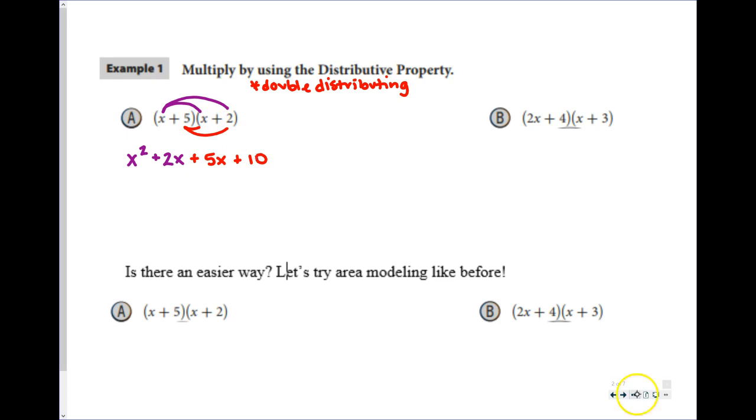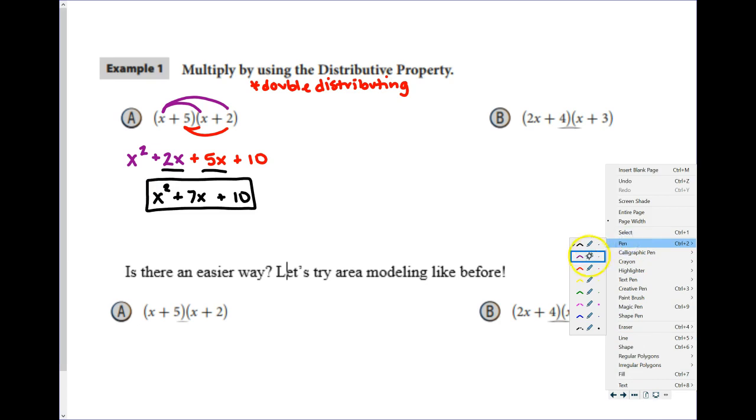So these two numbers in the middle, this 2x and this 5x, that's the key thing we were missing from the beginning. I got the x squared and the 10, but I need these middle terms here. So my final answer when I combine like terms is x squared plus 7x plus 10. And I have to write that in standard form. Okay, so that's multiplying two binomials. Let's do another example using distributive property.